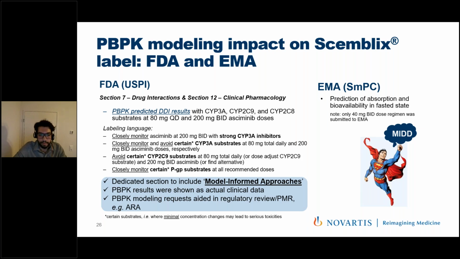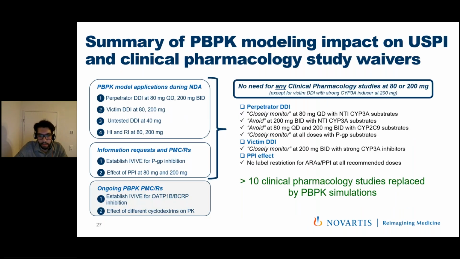So if we go to the next slide, which is practically showing the take-home message, at least for the USPI, on the left is what we submitted to the FDA. We submitted prediction of perpetrator DDI at 80 milligram QD and 200 milligram BID, as well as victim DDI at 80 milligram and 200 milligram. And then we had untested DDI scenarios at 40 milligram, and hepatic and renal impairment untested scenarios at 80 milligram and 200 milligram.